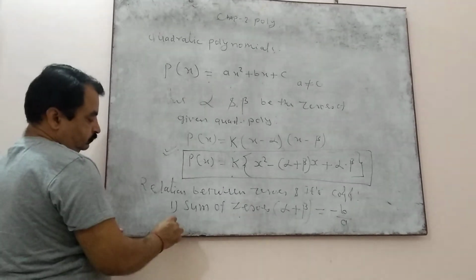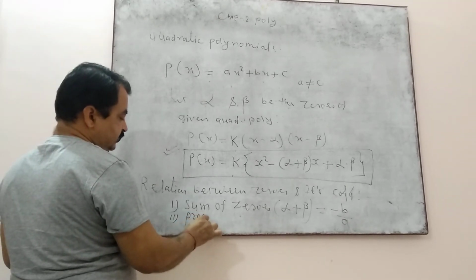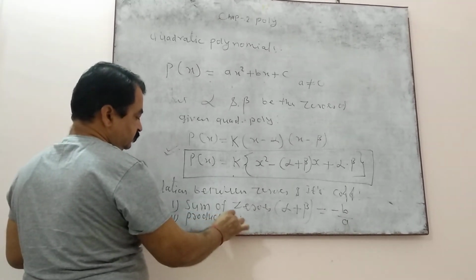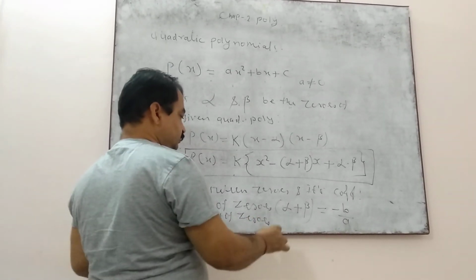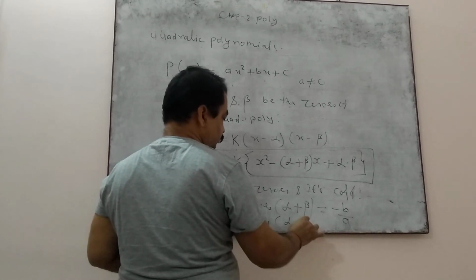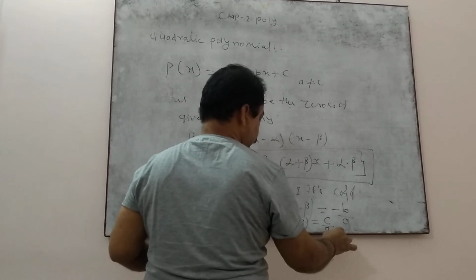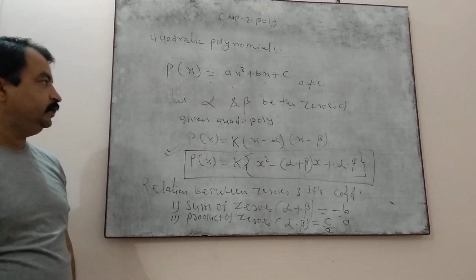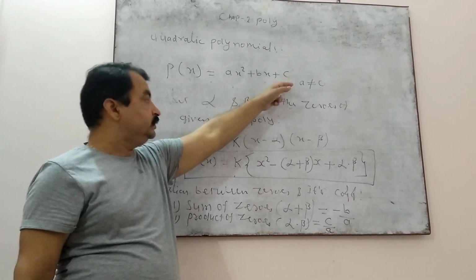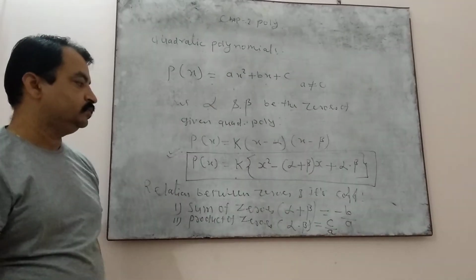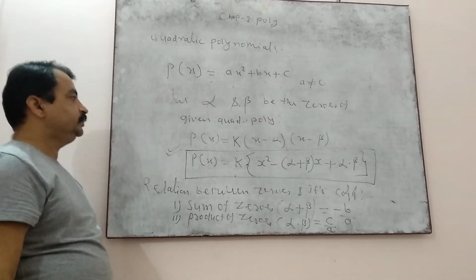Second, the product of zeros. So these two relations we have to remember: the sum of the zeros and the product of the zeros for the quadratic polynomial. The product, alpha into beta, is c upon a. What is c in the quadratic polynomial? c is the constant, and a is the same x square coefficient, or you can say the coefficient of x square. Clear, children?